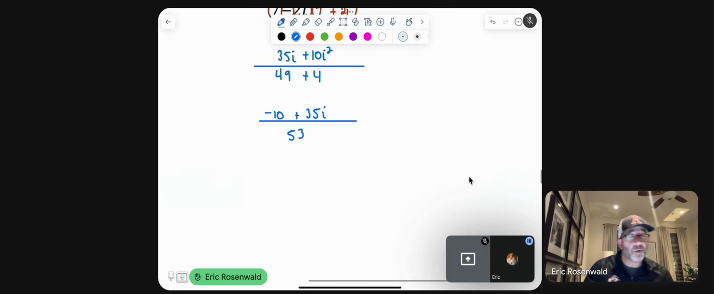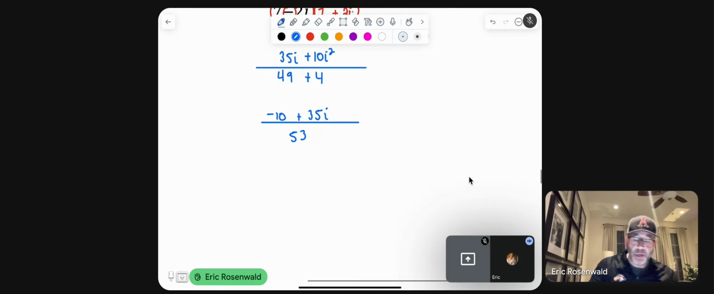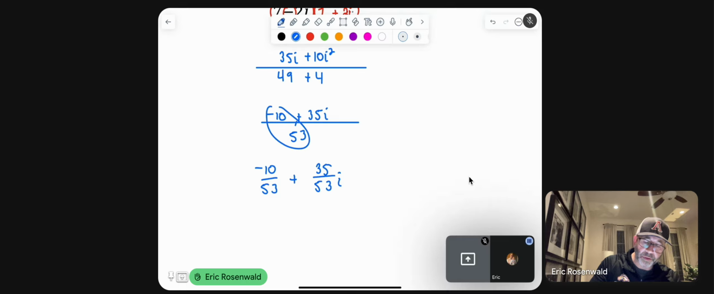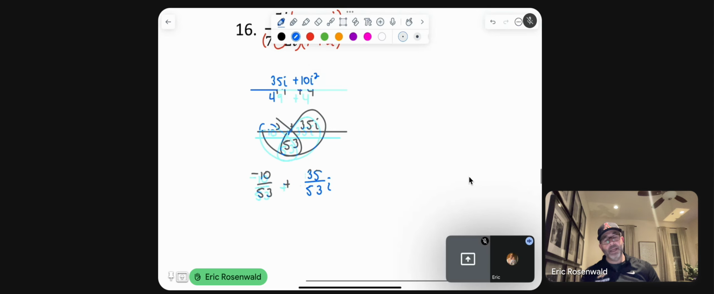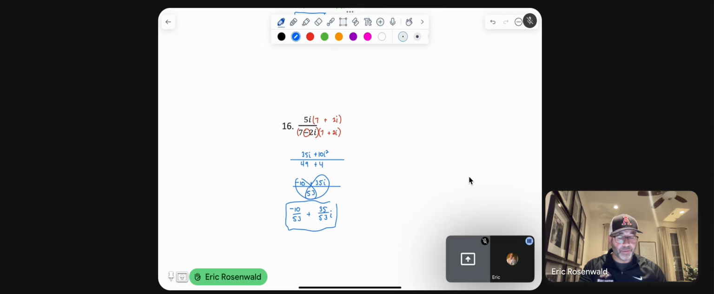But remember, in a plus bi form, we have to break this up. So this will be negative 10 over 53 plus 35 over 53i. And this gets broken up and this gets broken up, okay? That is all. That is it from the review.